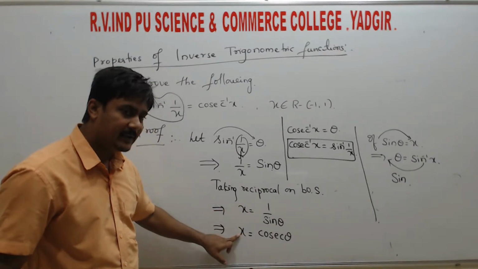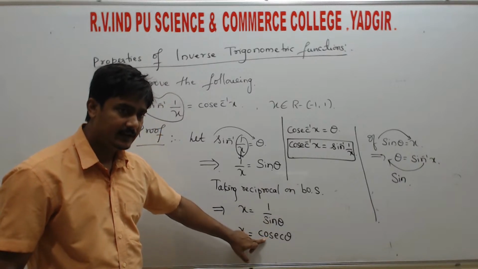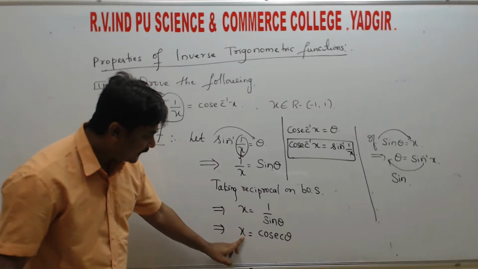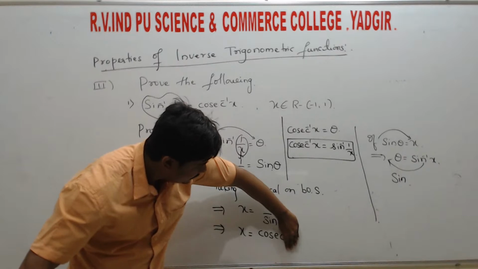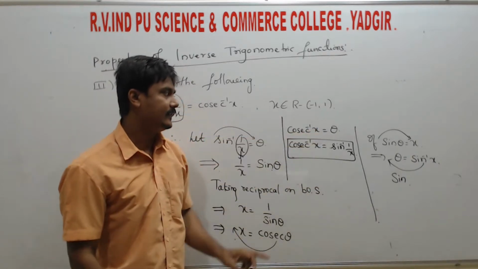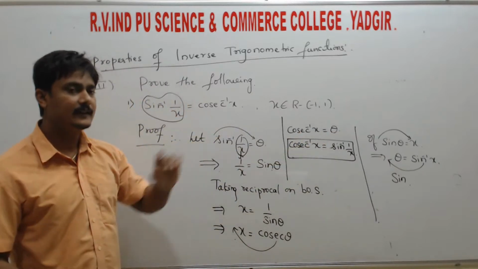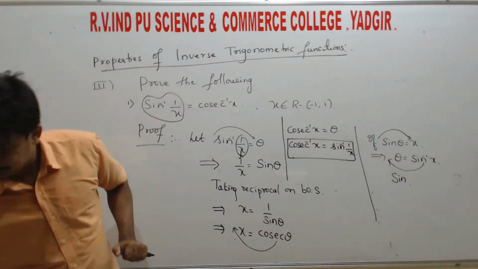So this x is kept as it is. What is 1 divided by sin theta? 1 divided by sin theta is cosec theta. According to the definition, if x is equal to cosec theta, this theta will be equal to what? This theta will be equal to cosecant inverse x. So cosecant inverse x equal to theta is nothing but our sine inverse 1 upon x. Okay. Next.